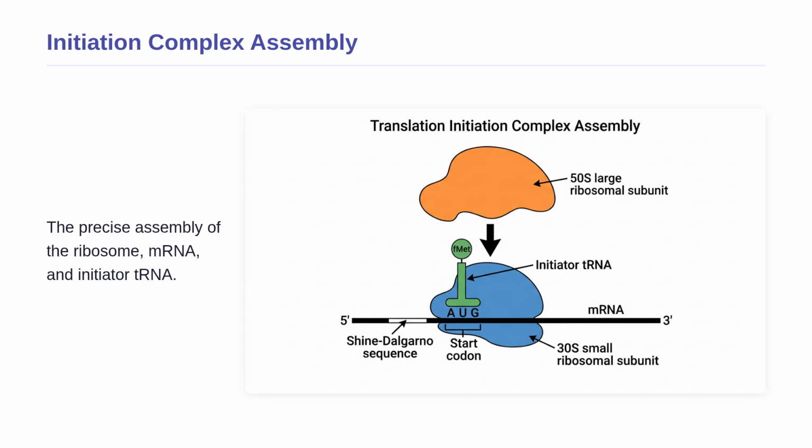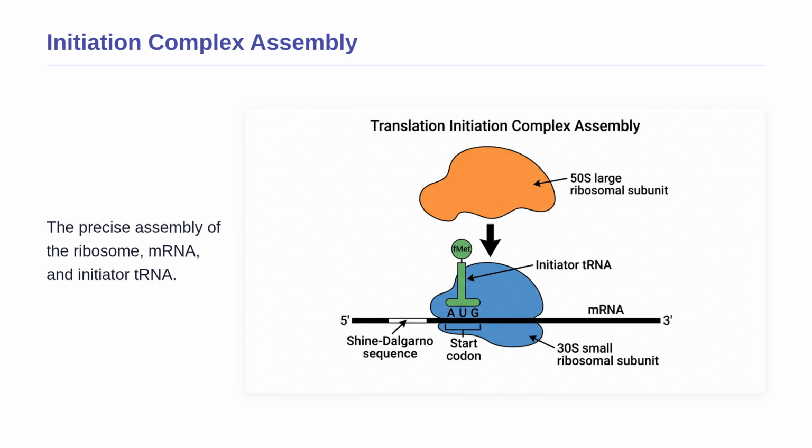Now that we have calculated the energy costs, let us visualize the physical assembly we just discussed. Here you are looking at the translation initiation complex. Notice the horizontal strand at the bottom. That is the messenger RNA blueprint, reading from the 5' end to the 3' end. You can see the small 30S ribosomal subunit already docked onto the messenger RNA, guided by the Shine-Dalgarno sequence.